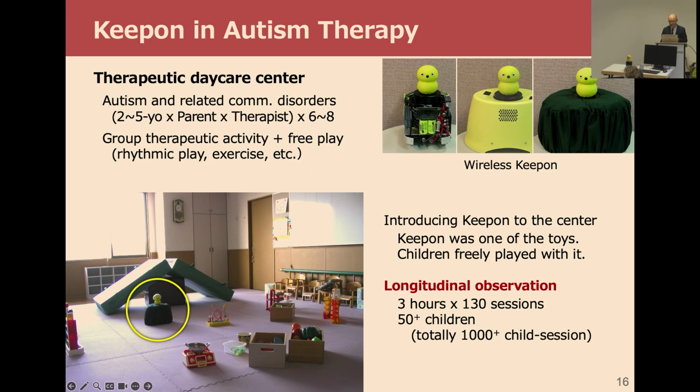We carried out a longitudinal observation. We conducted over 130 sessions, and each session was 3 hours long. In total, Keepon met more than 50 different autistic children. The shortest case was about 5 months, and the longest one was 2 years and a half. So it's really a longitudinal participant observation.